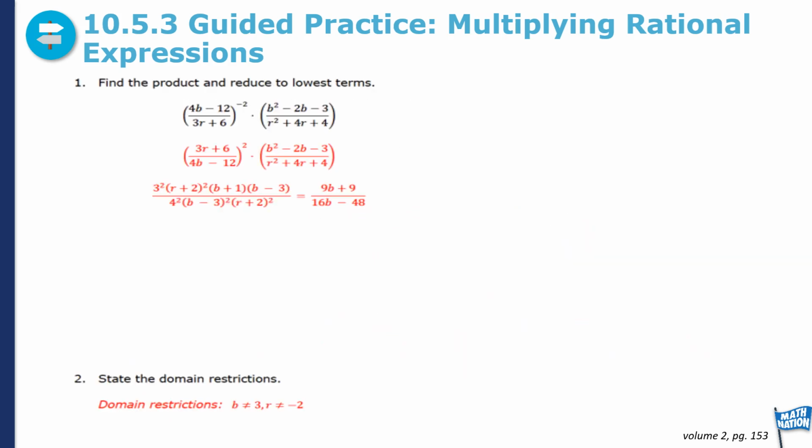Okay, so on the next slide, it will show you the factored form. I hope this lesson was simple enough for you to understand multiplying rational expressions. Thank you. Have a good day.